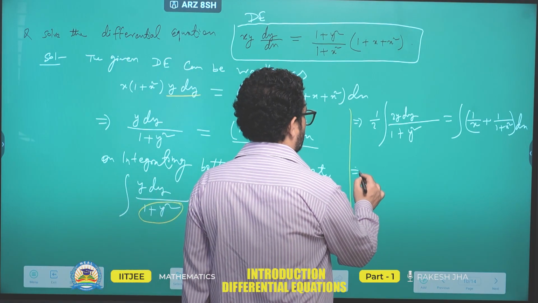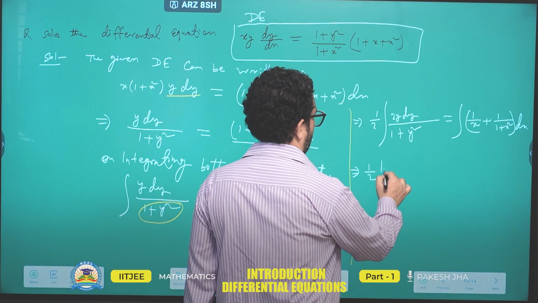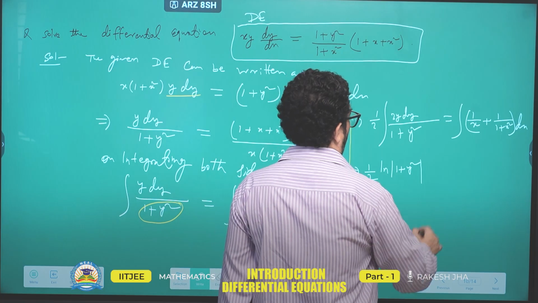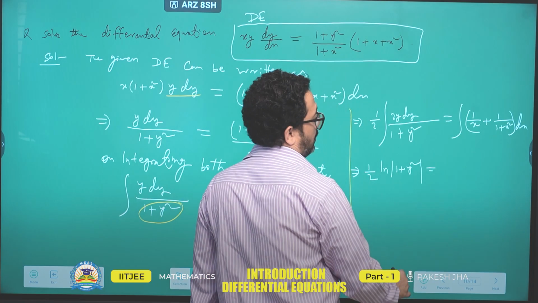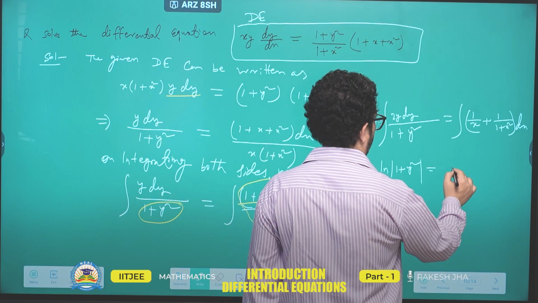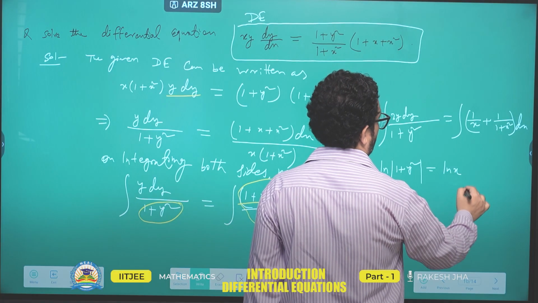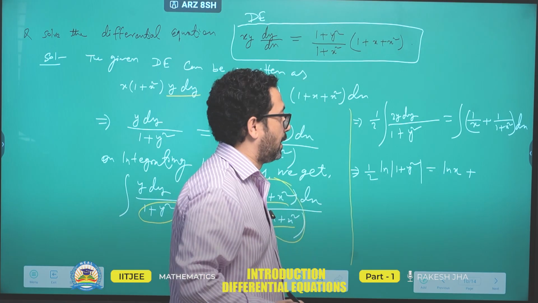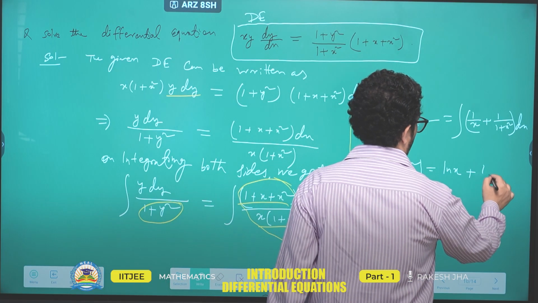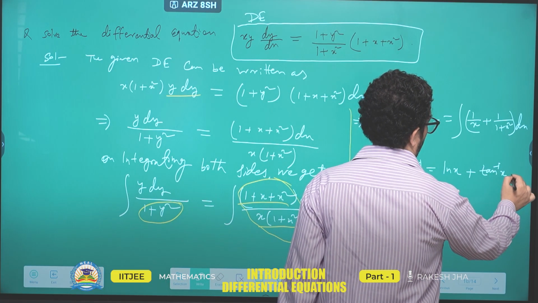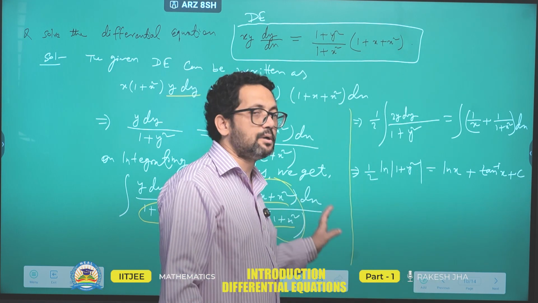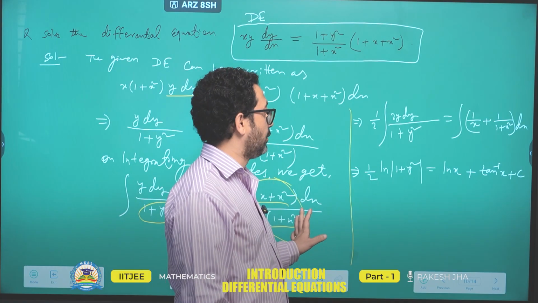Now the next step is half times ln 1 plus y square, and this will be equal to 1 by x, that is nothing but ln x, and 1 upon 1 plus x square will be tan inverse x. So we can write tan inverse x plus c. So this is the general solution of the given differential equation.